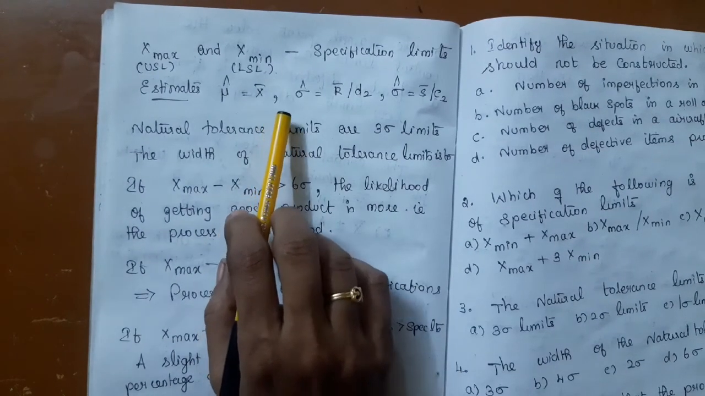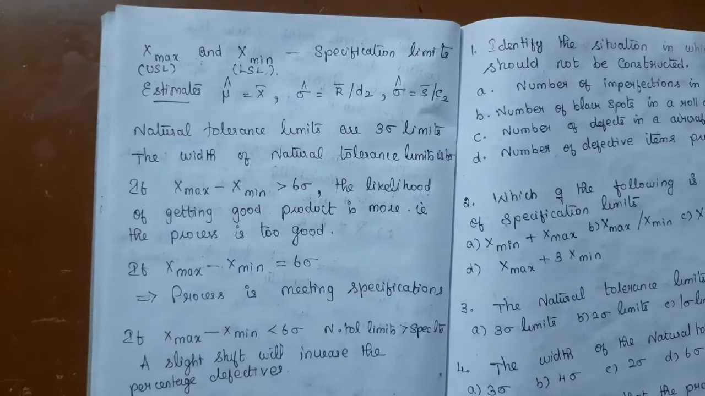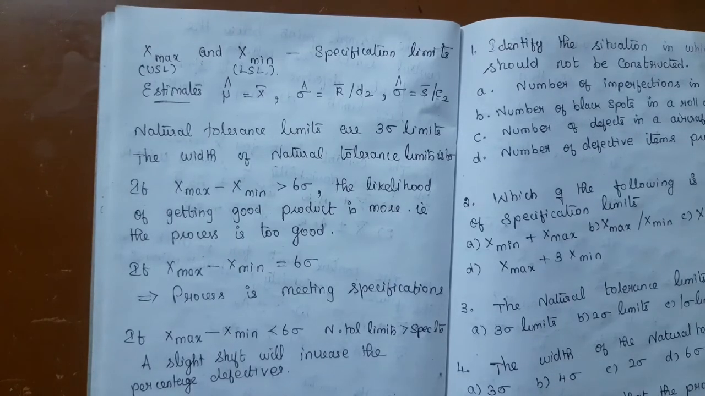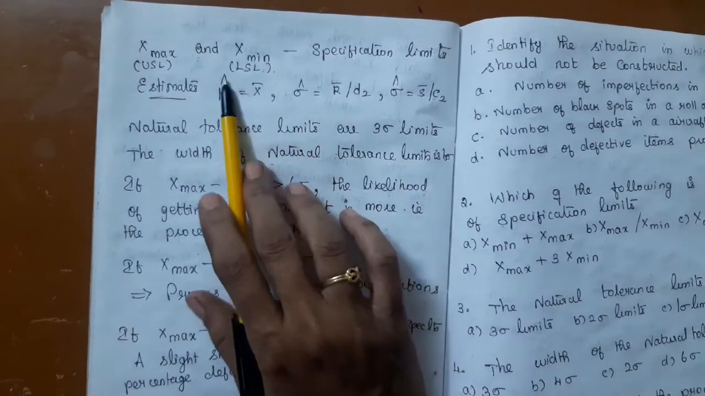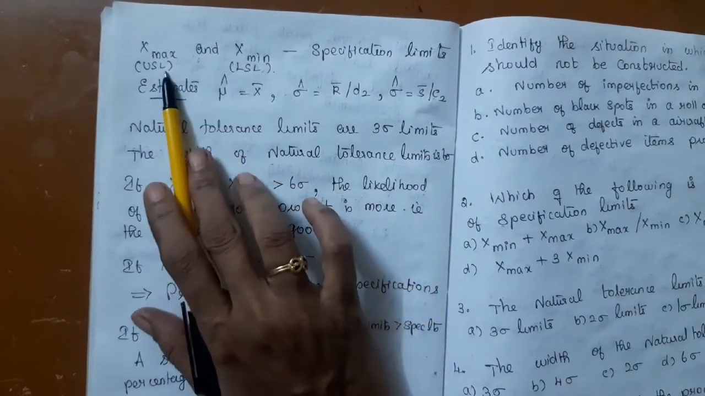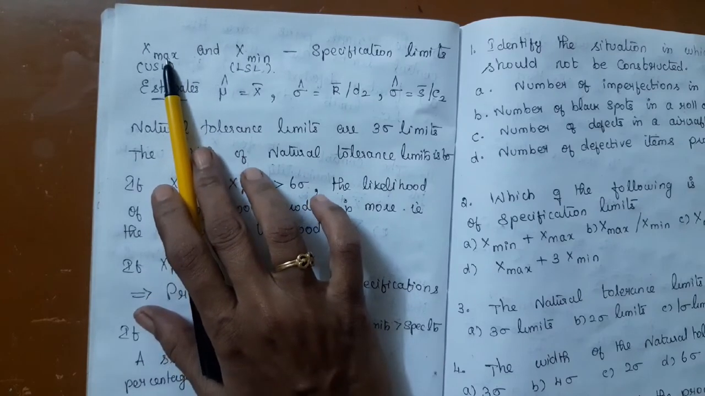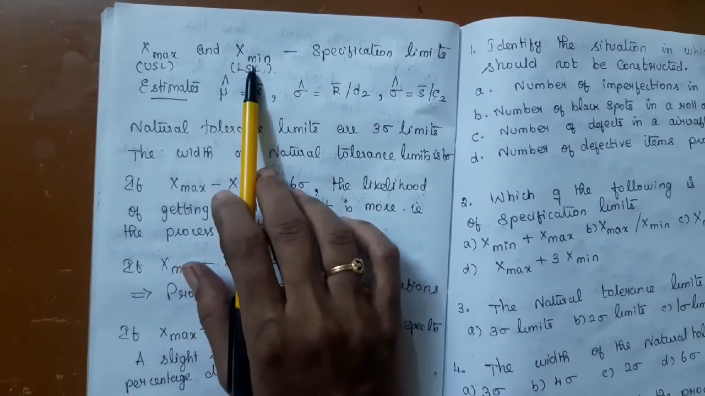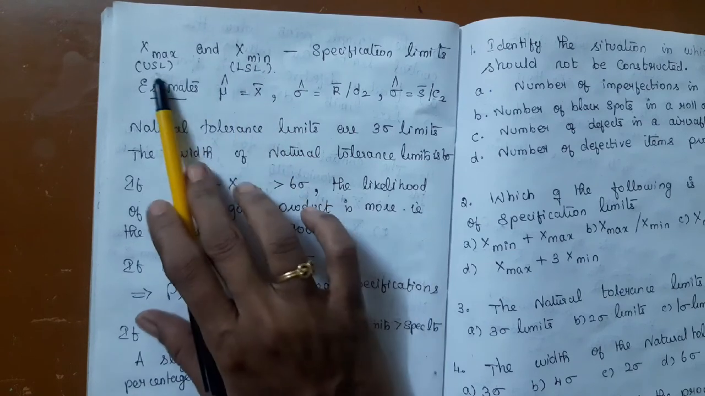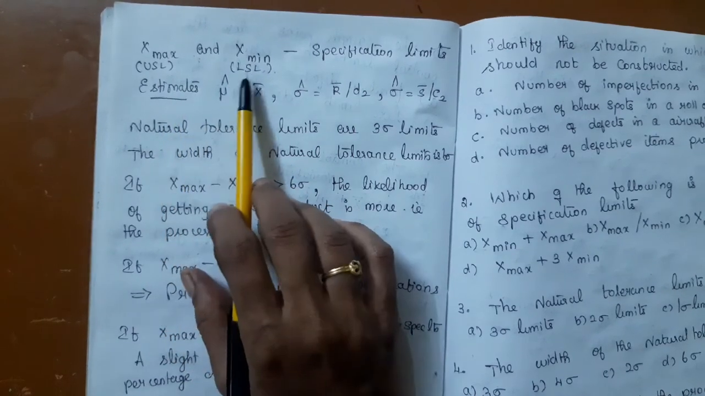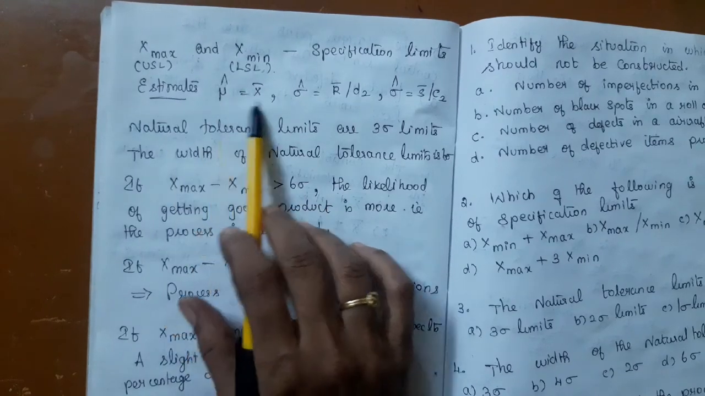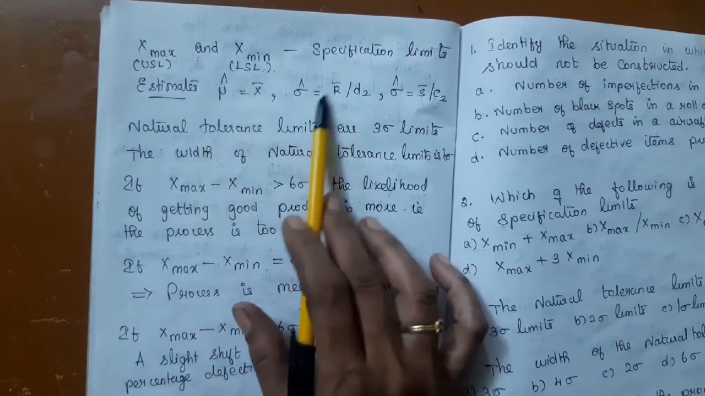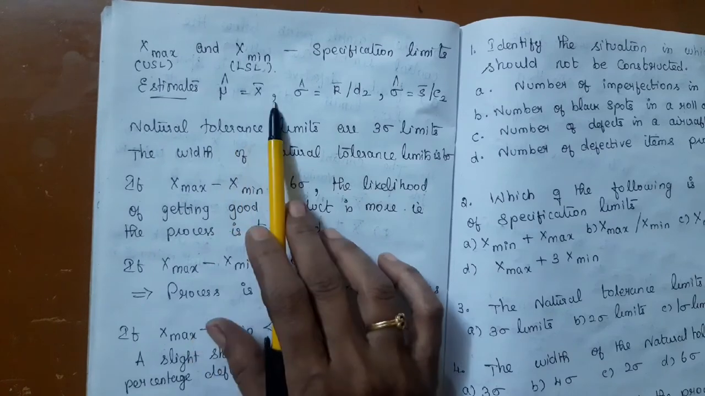This video is based on the specification limits, natural tolerance limits, and some concepts which were left over in the previous video. The specification department says this can be the maximum value of x and this can be the minimum value of x, the upper specification limit and the lower specification limit. And these are the estimates of mu cap, which is x bar.